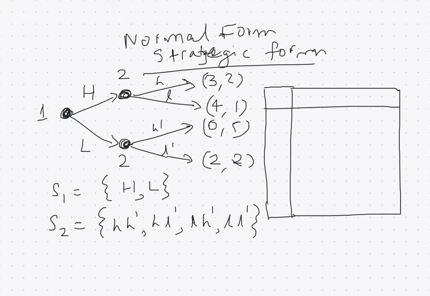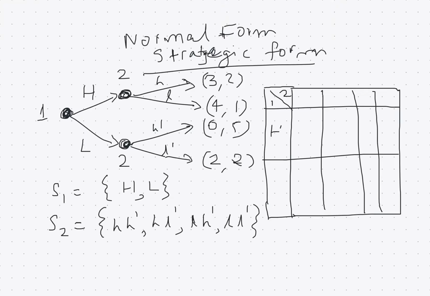So player 1 has 2 strategies. Let's add one here. All right, so this is player 1. Rows belong to player 1. Columns belong to player 2. So player 1 has 2 strategies, high price and low price. So rows belong to player 1 and columns belong to player 2.